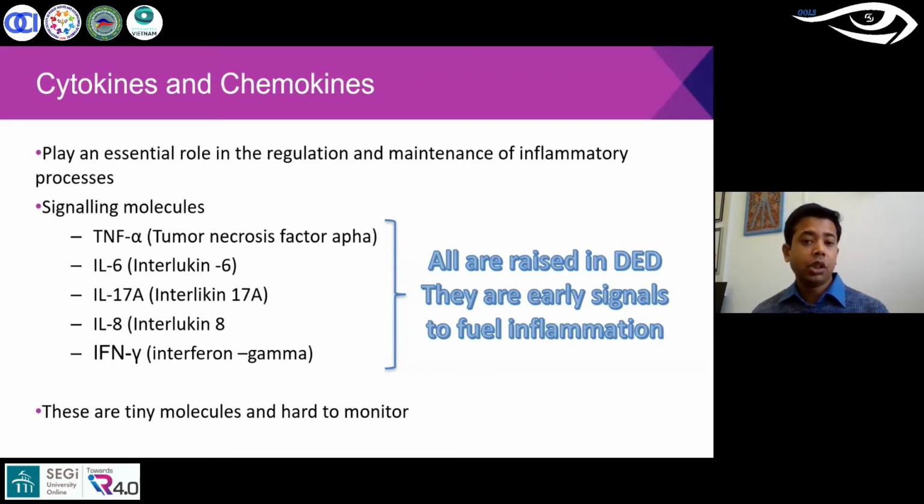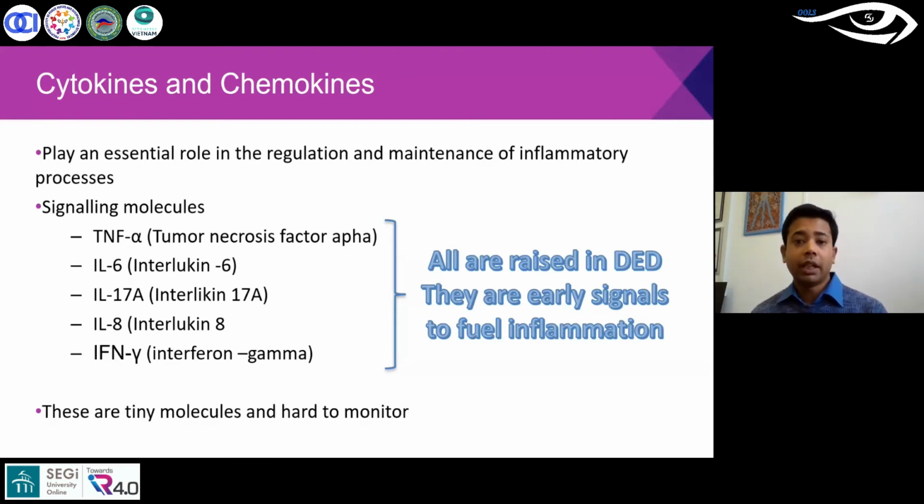Cytokines are essential in the regulation and maintenance of inflammatory processes, and they are signaling molecules. As I said, they're messengers. If we can tap into them, see their upregulation or downregulation, and have some understanding before their effect has gone to the cells and started an inflammatory reaction, which translates to signs and symptoms, we are a step ahead, and we can start our management way before things go out of our hands.